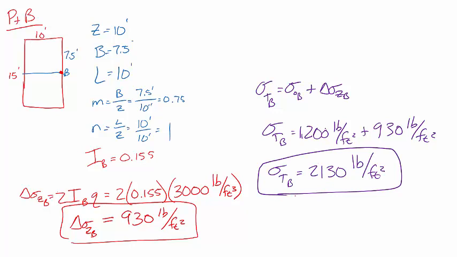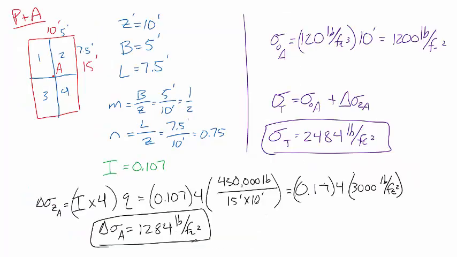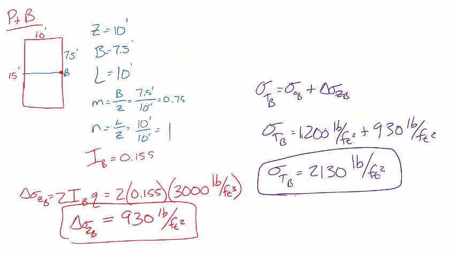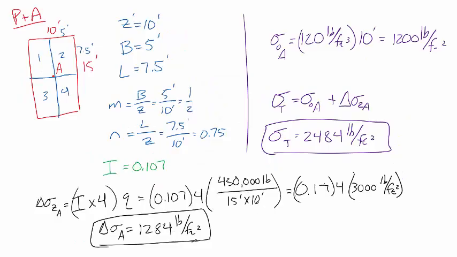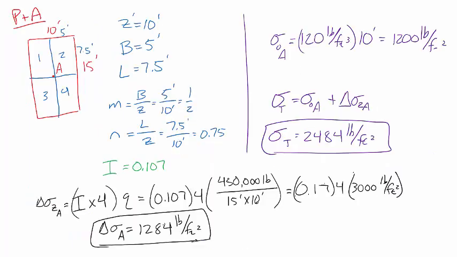Okay, so to compare the center of that footing pad to the edge of that footing pad, we are looking at a change of about 350 pounds per square feet. That's pretty significant.